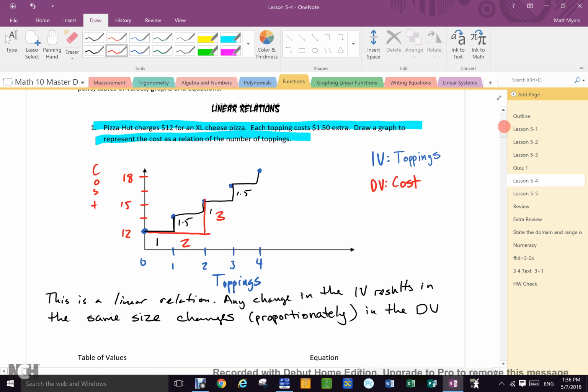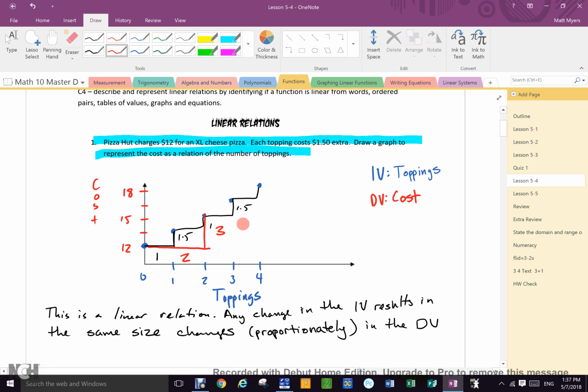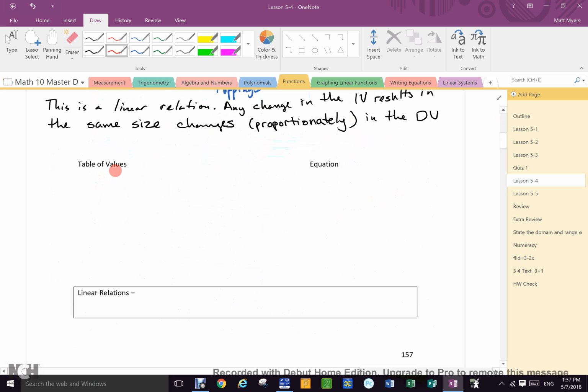All right. Now, that shows you a linear relation in words. That's one way we can do a linear relation. Number 2 is a graph. Number 3 is a table of values, which you already know. In grade 9, a table of values looked like this. Right? What does it look like in grade 10? IV, DV, right? And what are our possible inputs for this particular relation?